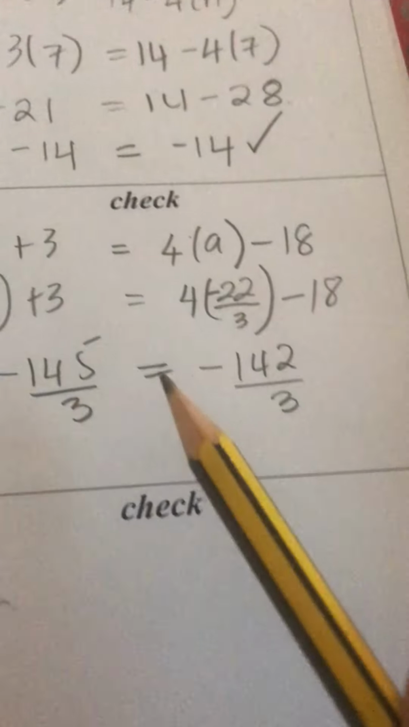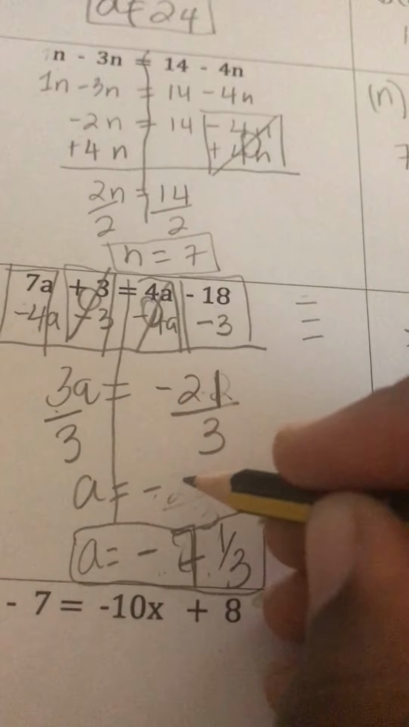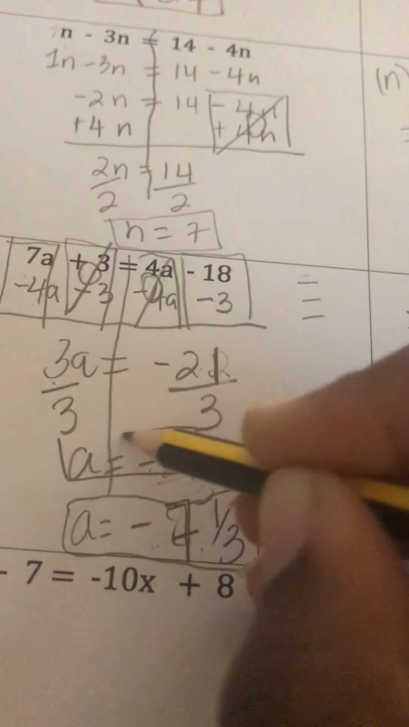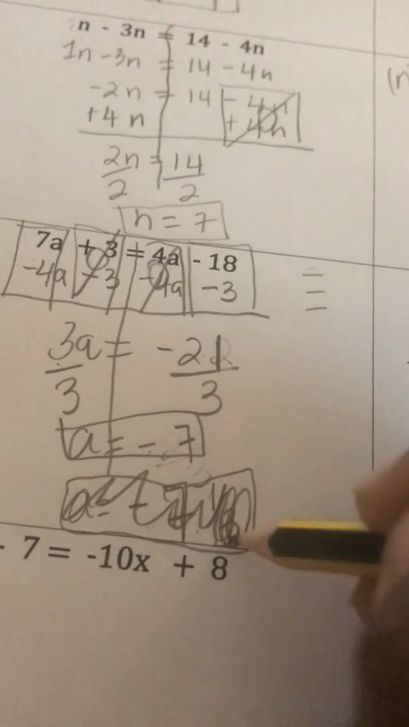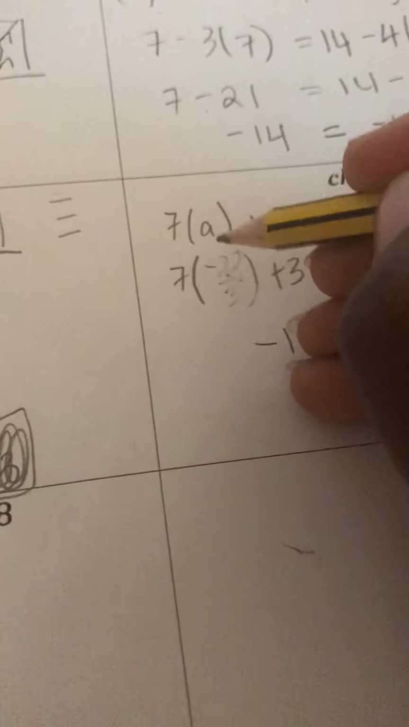If you check and your numbers are not the same, you have to start from the beginning. So a is negative 7. And you box here. So this is not correct here. Erase that. So then we come here. We erase this. So this should be negative 7.